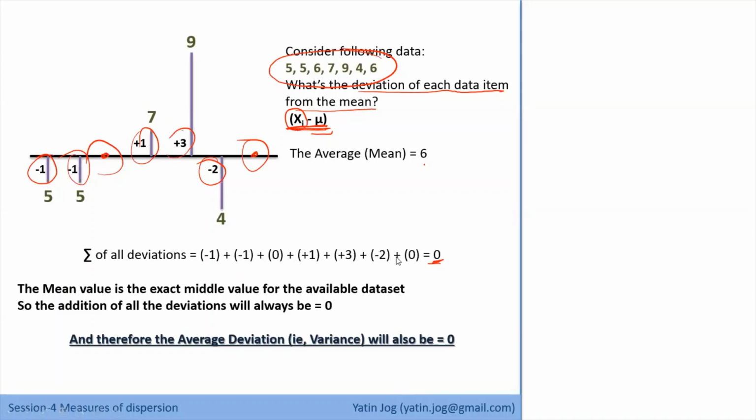So either you can take mod of all the values, so it will take care of the negative sign and positive sign effect, or you can square all the values, because once I square any negative value, it will become positive. So there are two methods. Either you can go by taking all the positive values for the distance calculation, or you can go by taking the square of the values. In this course, we are going to consider the square method for the deviation calculation.